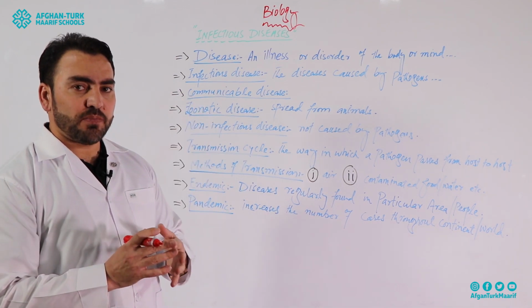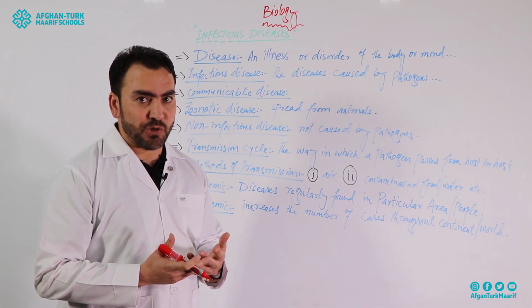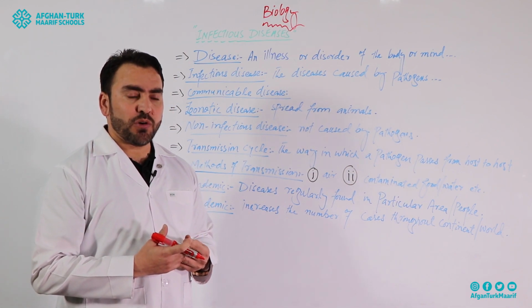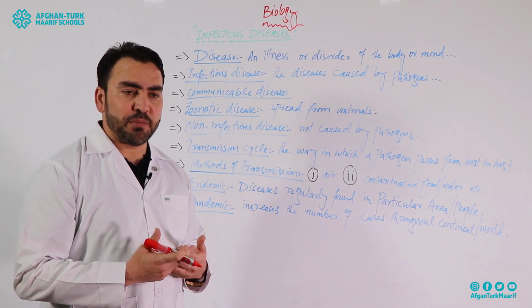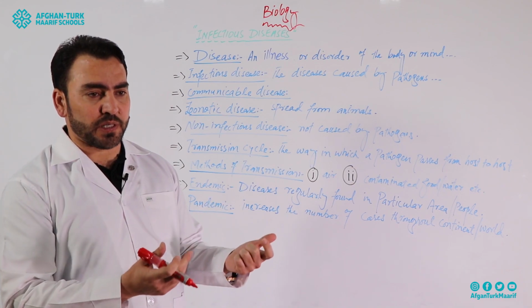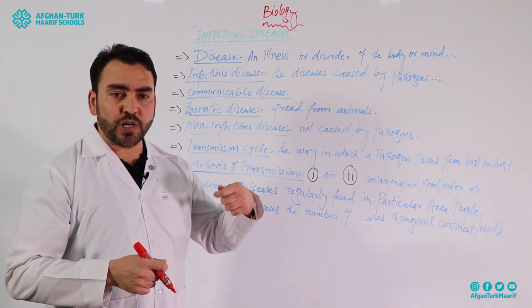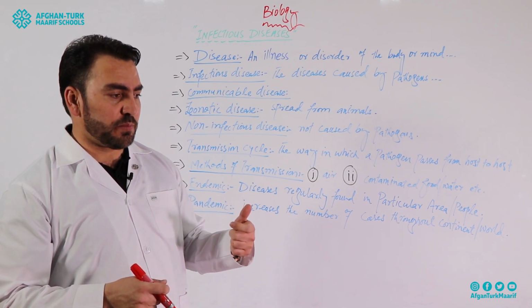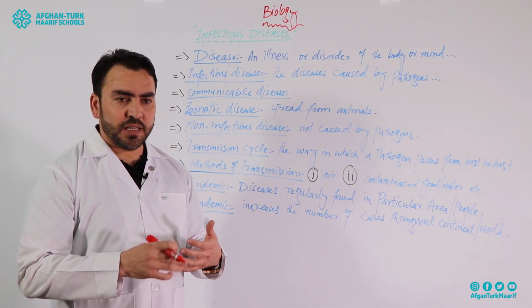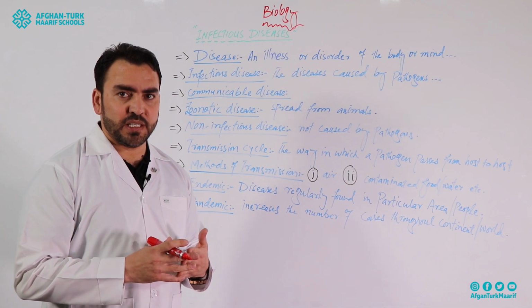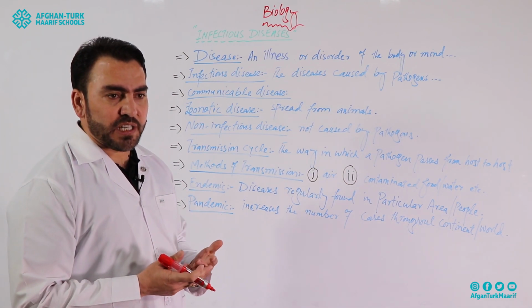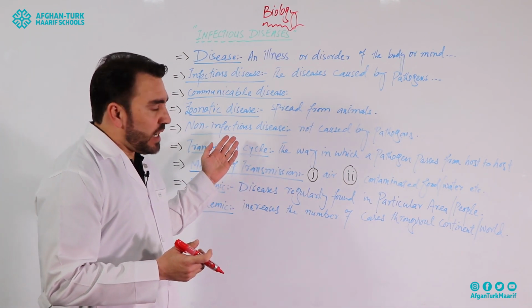Infectious diseases are also called communicable diseases because they may be transmitted, they may be communicated from person to person. They may be communicated from an infected person to a healthy person, from an infected person to uninfected persons. That's why such type of diseases are also called communicable diseases.